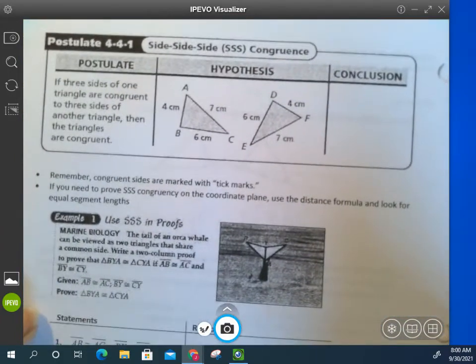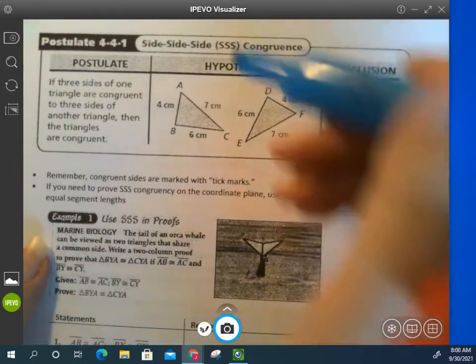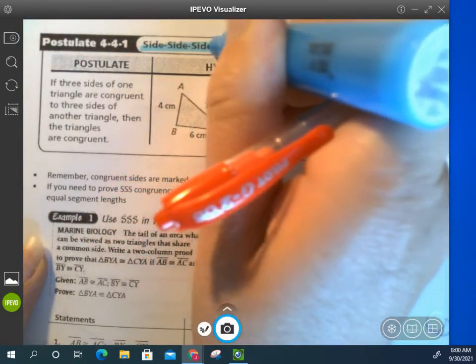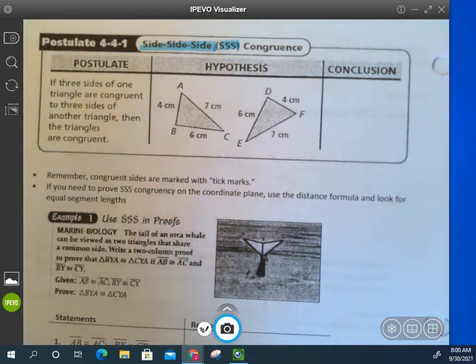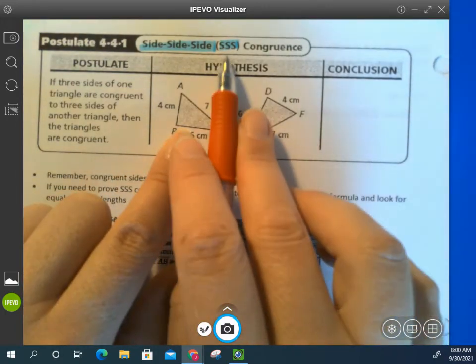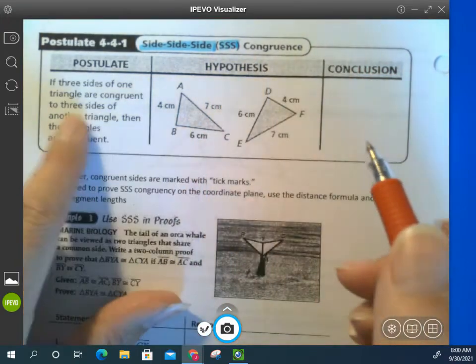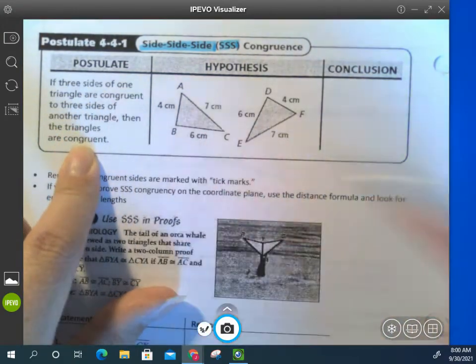So we have 4 postulates we're using. And this is one of them. We're only doing 2 today and 2 in another lesson. We call this side, side, side. And we shorten it to SSS. It literally means exactly what it says. 2 of these triangles can be congruent if all 3 sides are congruent. So if 3 sides of one triangle are congruent to 3 sides of another, then the triangles are congruent.